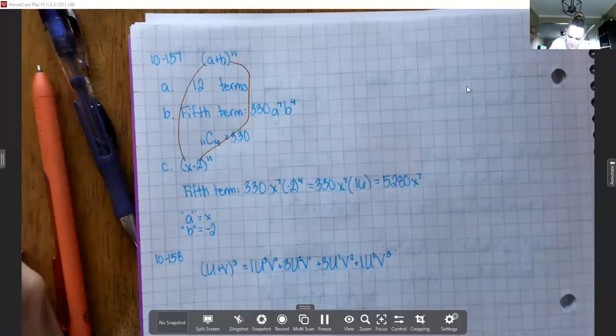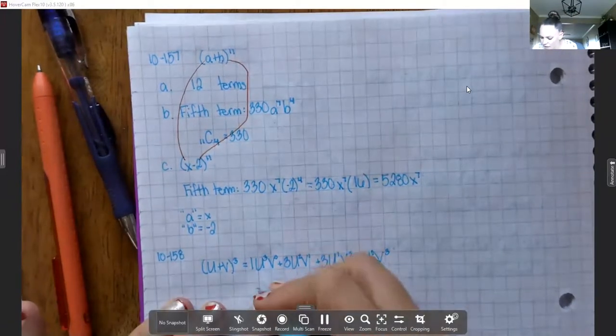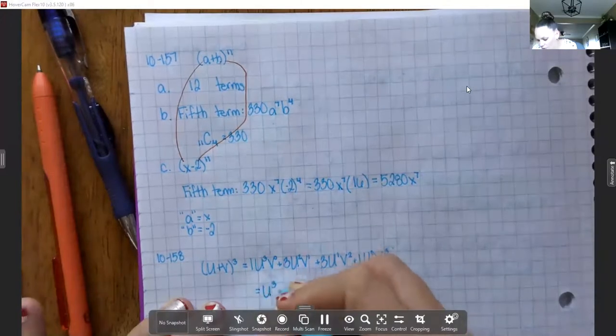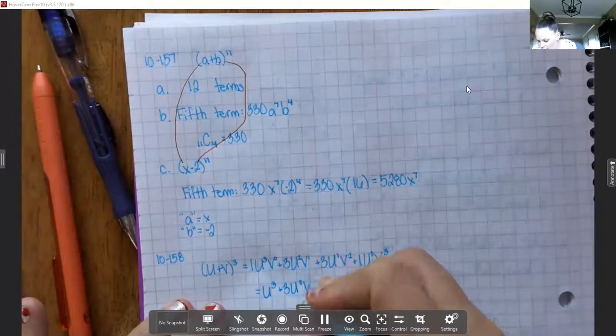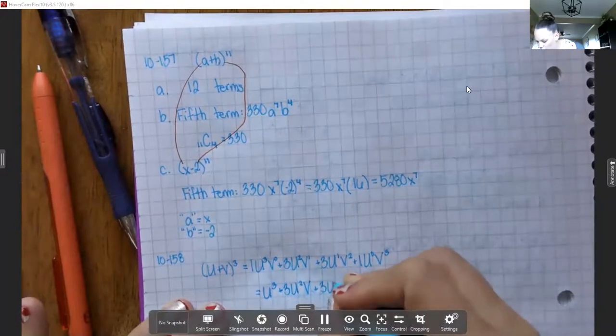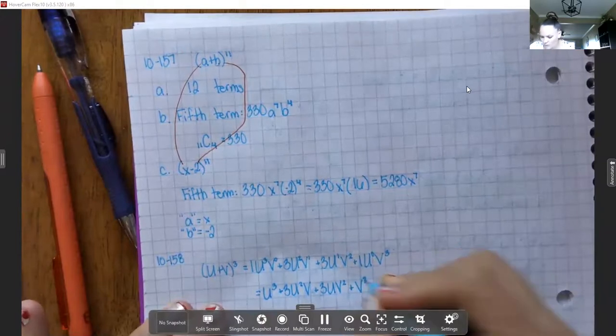So now just simplifying that, because we know we don't write the ones and we don't write v to the 0. This is just u cubed plus 3u squared v plus 3u v squared plus v cubed.